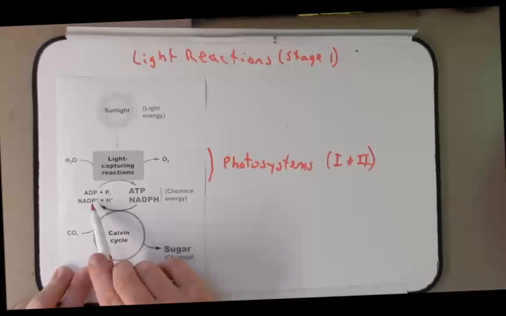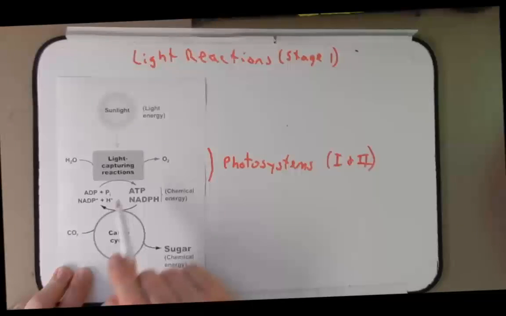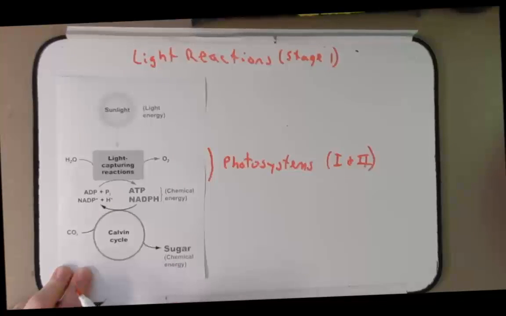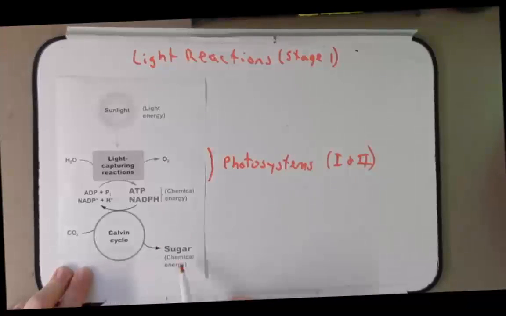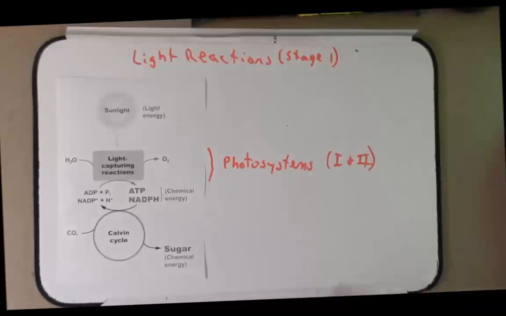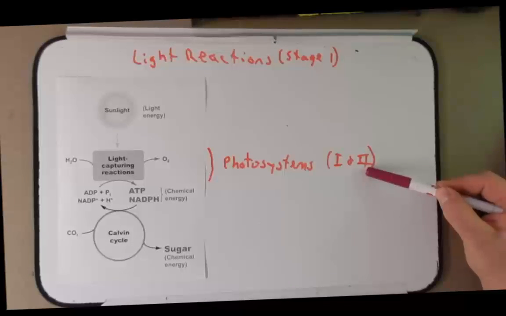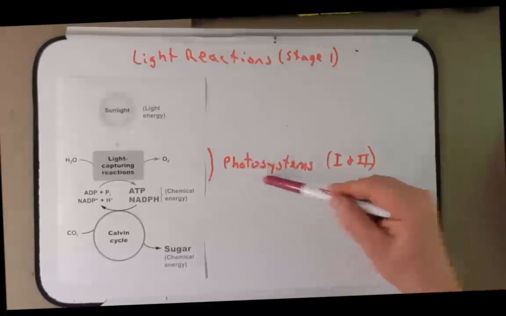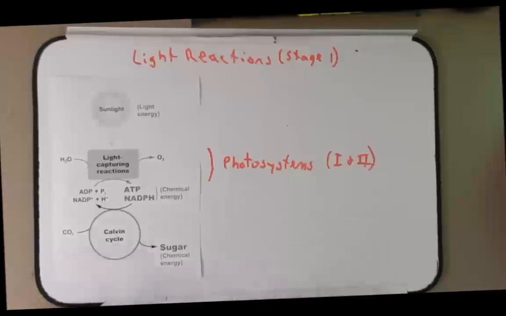They then produce NADP plus and ADP, which are then again used by the light capturing reactions to continue the process. We will also see how the light capturing reactions produce oxygen, and in the next podcast we'll see how using ATP and NADPH the Calvin cycle makes sugars. But let's start talking about photosystems in a general sense, and then we'll explain how they work in Photosystems I and II. Keep in mind, these photosystems are the reactions that we collectively call the light capturing reactions.